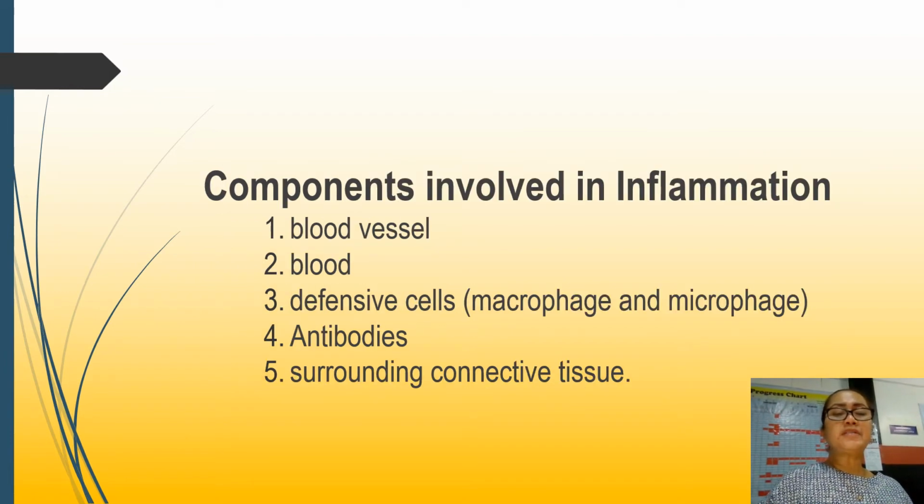Okay. Components involved in inflammation, of course, diba? It needs blood vessels. Blood vessels are necessary for the transmission of nutrients to the particular cell being damaged. So, yung blood vessel niyo po. And then, of course, the blood. The blood should be the healthiest possible. And defensive cells, that is your macrophages and microphages that are going to engulf the microorganisms that gain entrance to your body. Then the antibodies, plus your surrounding connective tissue.